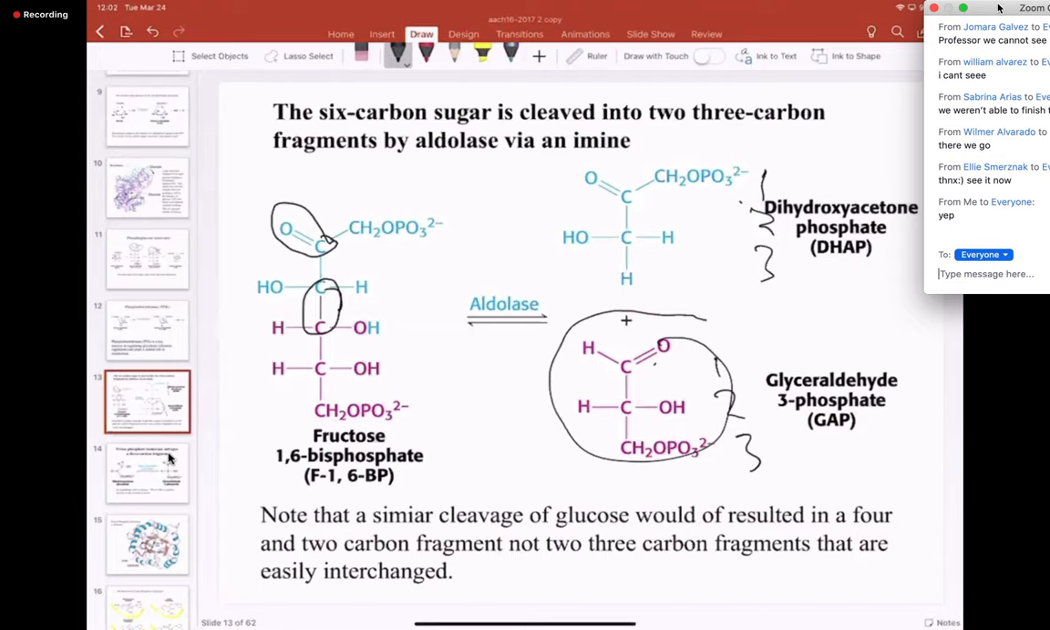If you did this for glucose, of course, you would end up with a 2-carbon and a 4-carbon piece, because the carbonyl in glucose is not at the 2 position, but at the 1 position. And so the alpha-beta bond for glucose would not be in the same place as it is here. It would be shifted by 1 carbon.